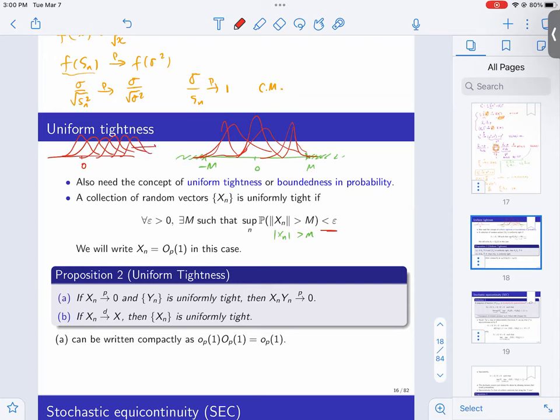Okay, I don't want the mass to shift to infinity. I just want it to be nicely contained within a ball near zero. So that's the notion of probabilistic boundedness. They're not converging anywhere, so they can jump around, but they're not allowed to put mass that starts to move to infinity. The uniformity means that I can put this bound that works for all the variables in the sequence.